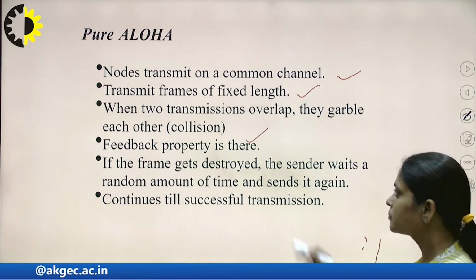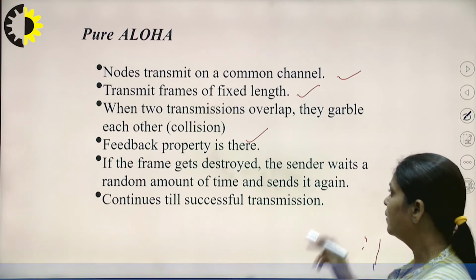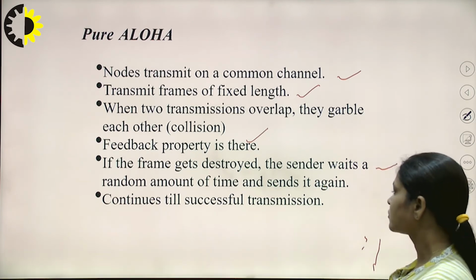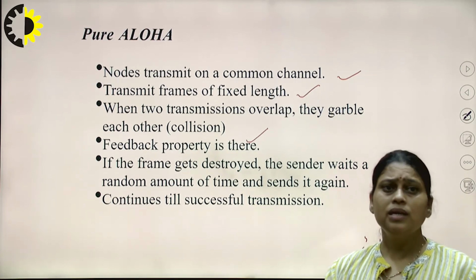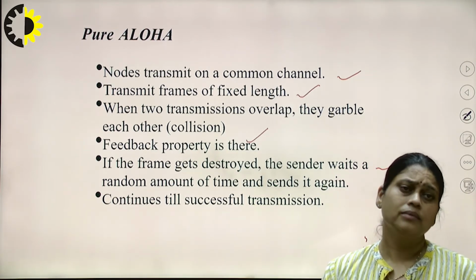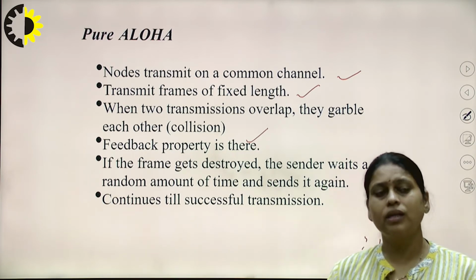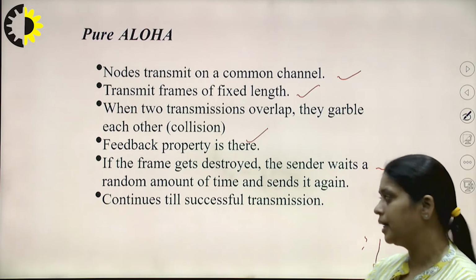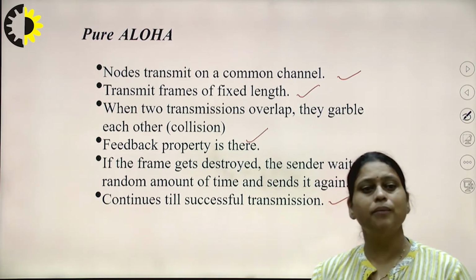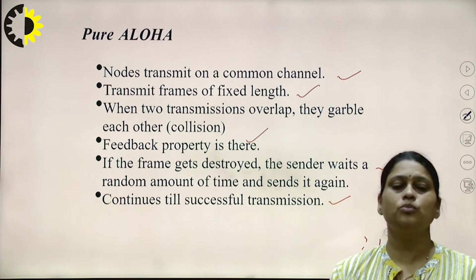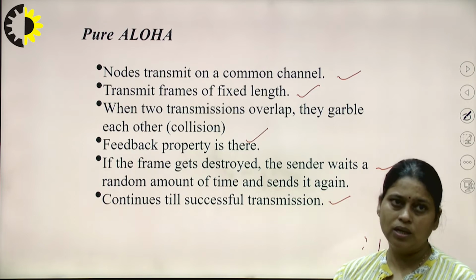If the feedback property is there and the frame gets destroyed, the sender waits a random amount of time. After sending the frame, the sender will wait a random amount of time, and after that it will resend that frame again. And it will continue to send this frame until all the frames are successfully transmitted to the destination.